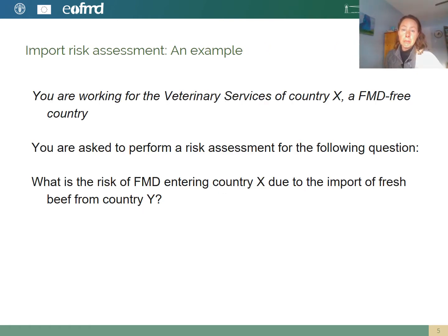Let's take an example to go through the different components of risk assessment. Imagine that you're working for the veterinary services of country X, which is an FMD-free country, and you've been asked to perform a risk assessment for the following question. What is the risk of foot and mouth disease entering country X due to the importation of fresh beef from country Y?